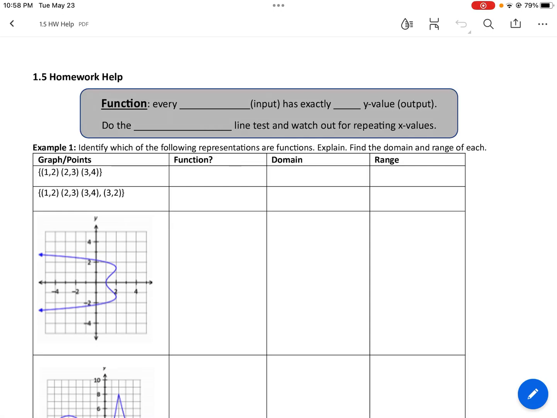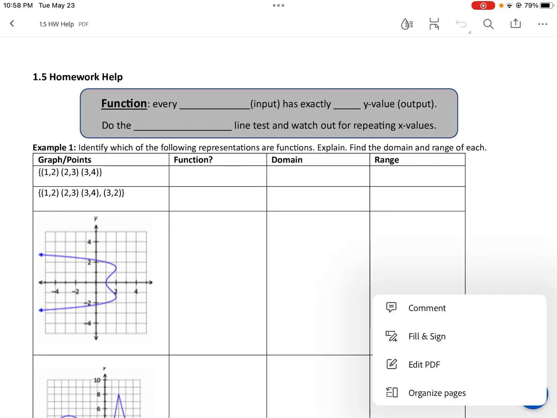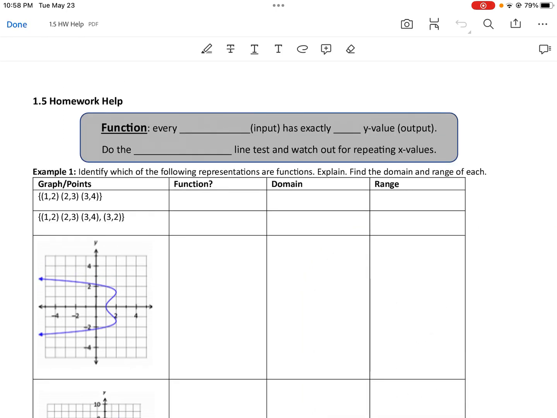Okay, as you dive into this homework, I thought I'd just give you a little recap of some of the stuff you'll see. I want to remind you that a function, every x, or you could say input, has exactly one y value or output.